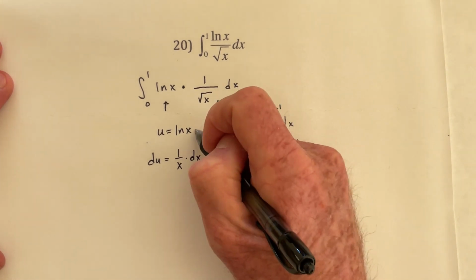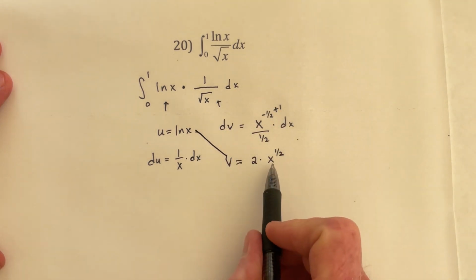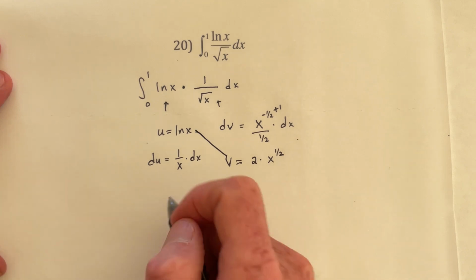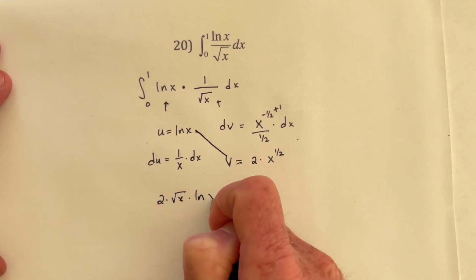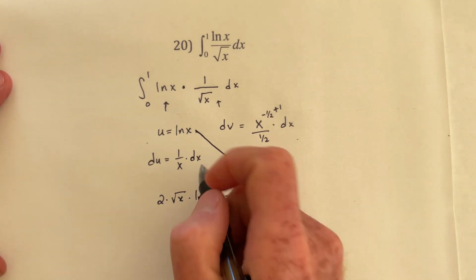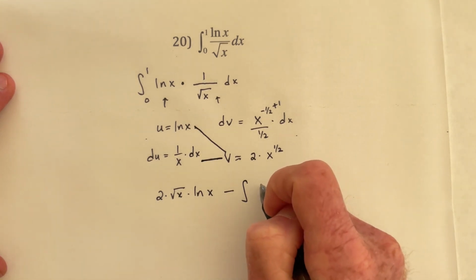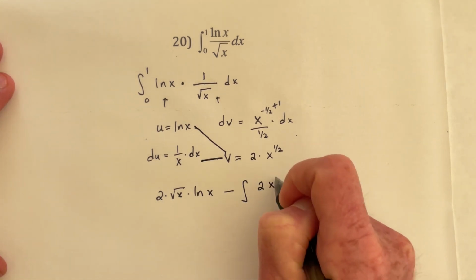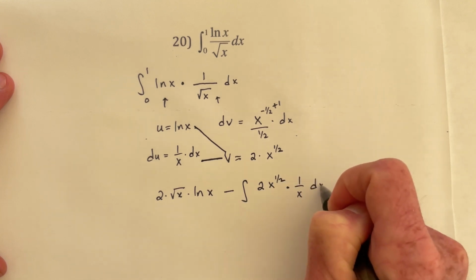All right, then multiply on this diagonal. So for this one, I'm just going to go ahead and rewrite it because this is going to be in the final answer, so I might as well rewrite this as the square root of x. So there's going to be 2 times the square root of x, and then times the natural log of x, minus the integral, and then multiply the bottom row. So there's going to be 2 times x to the half, and then times 1 over x dx.